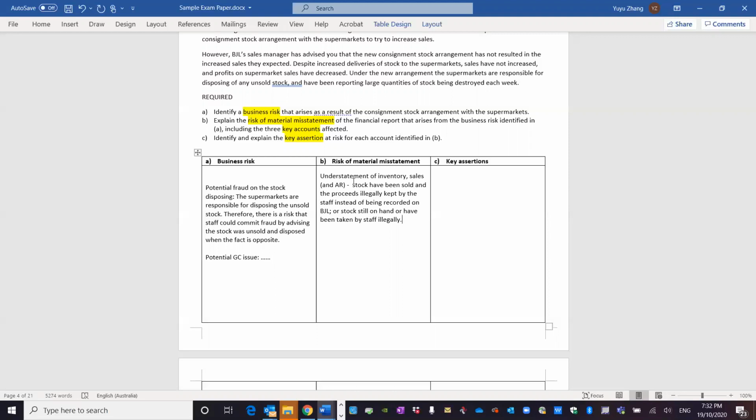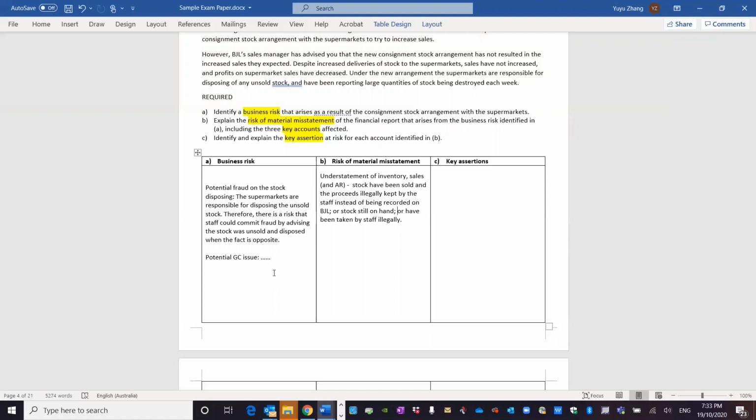But if it was stolen, the inventory wouldn't exist. So if the theft is occurring, it's not as though your inventory is understated. Let's say you had 1,000 items and they said, we threw 500 out. Whether the 500 got thrown out or got stolen, you still would only have 500 items. Yeah, I agree with you. So those are three different situations. So stock still at hand, that means inventory has been understated, right? But if it has been taken by staff illegally, then this further links to the fraud risk.